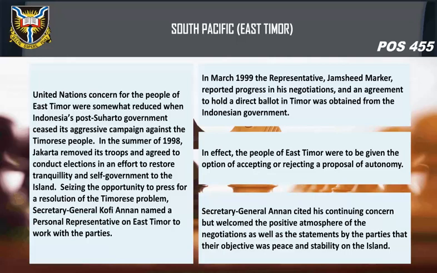In 1999, the representative, Jamsheed Marker, reported progress in his negotiations, and an agreement to hold a direct ballot in Timor was obtained from the Indonesian government. In effect, the people of East Timor were to be given the option of accepting or rejecting a proposal of autonomy. Secretary General Annan cited his continuing concern but welcomed the positive atmosphere of the negotiations as well as the statements by the parties that their objective was peace and stability on the island.